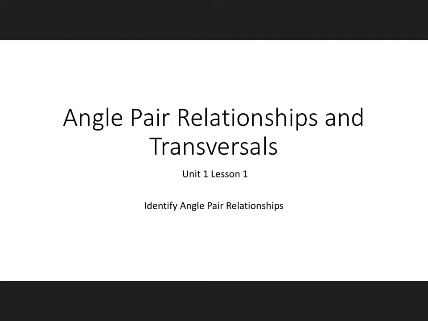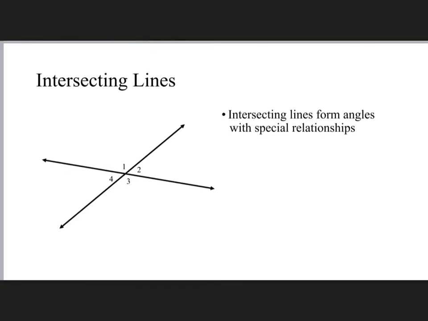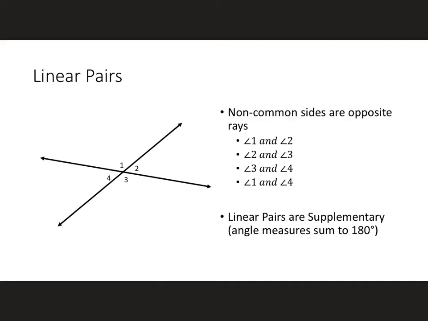In this lesson, you will learn how to identify angle pair relationships formed by transversals. When two coplanar lines intersect, they form four angles with special relationships. One of the relationships these angles may have is a linear pair.